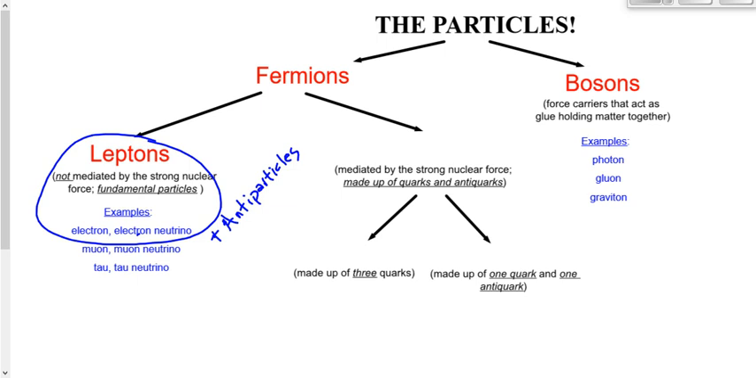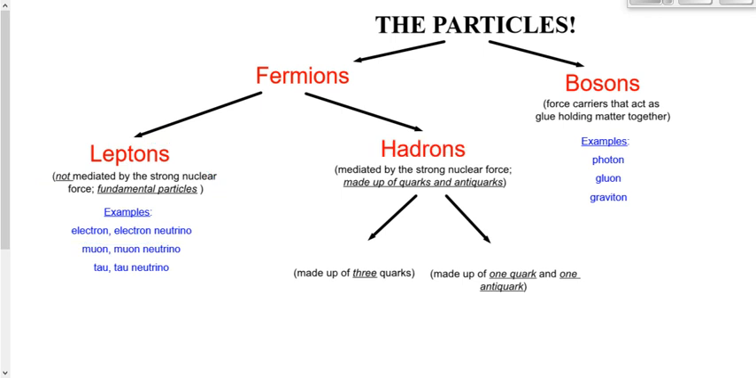Now, the other type of fermion is what we call a hadron. A hadron is a particle that is mediated by the strong nuclear force. It is affected or controlled by the strong nuclear force. Hadrons are made up of smaller particles that we call quarks. So they're not fundamental particles.